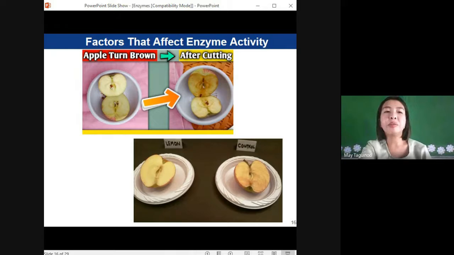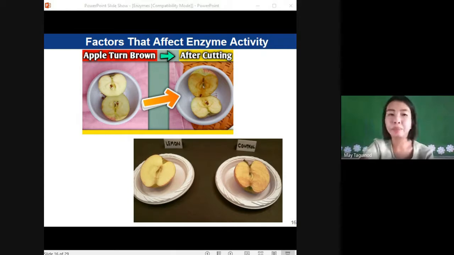So enzymes are really important. We can't live without them. Let's move on with the factors that affect enzyme activity. I have here a picture of a sliced apple. If you allow it to sit untouched, the flesh of sliced apples will turn brown by a process known as oxidation. And it is actually caused by an enzyme.